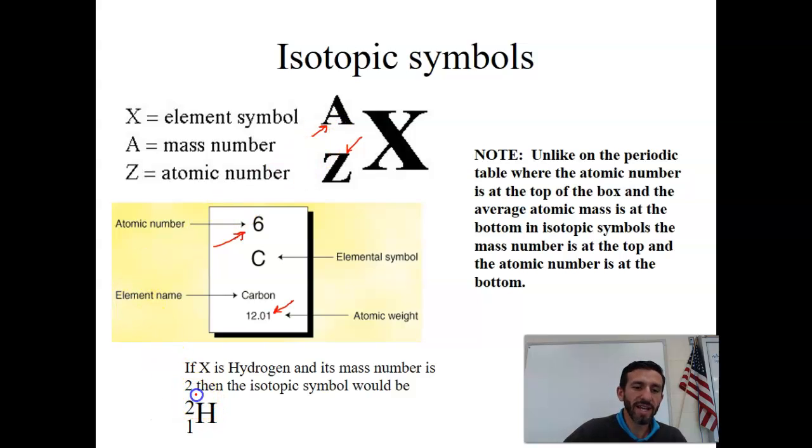So if I look at this hydrogen here, the mass of this hydrogen atom is 2, and the atomic number of the hydrogen atom is 1.